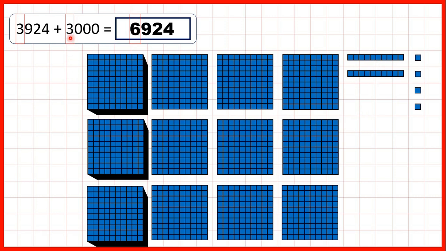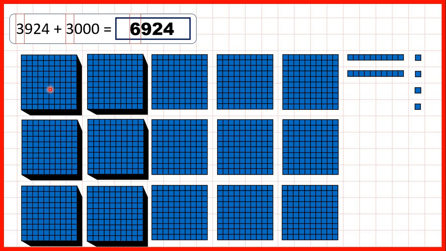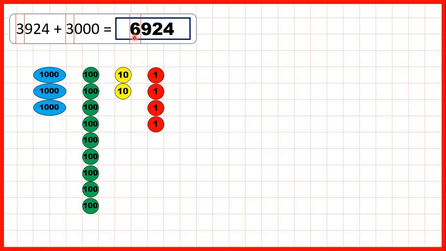If we look back to this first question, we started with 3,924, and we were adding 3,000. So that's just adding 3,000 blocks to give us 6,000s in our answer. Or, using place value counters, again, we're starting with 3,924, but because we're only adding 3,000s, our hundreds, tens, and ones stay the same.